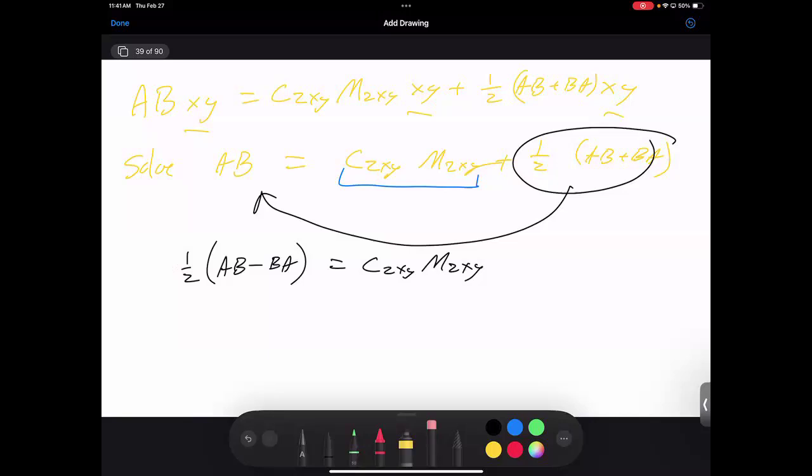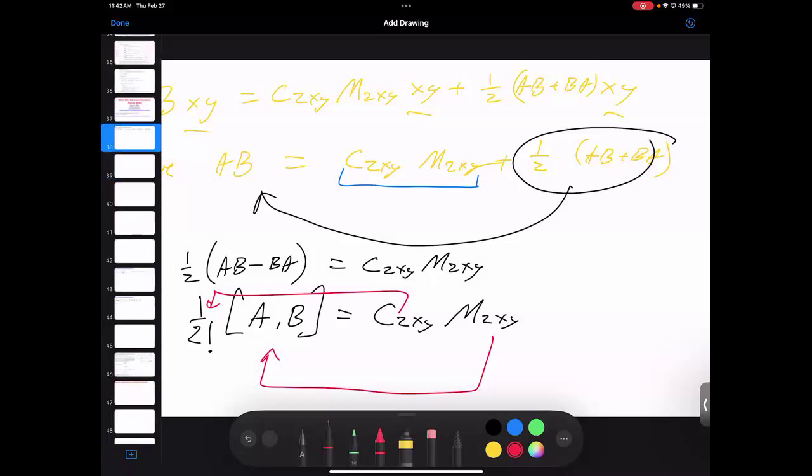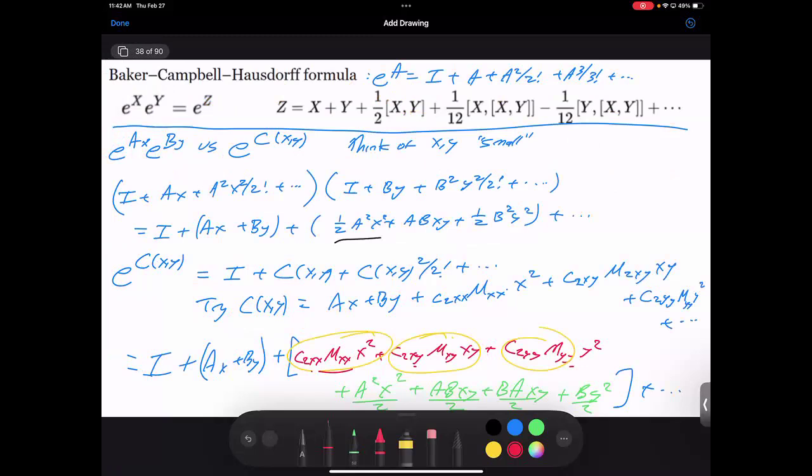So now, does anybody recognize the left-hand side? It's the commutator. So there is 1/2, or 1/2 factorial, maybe. The commutator of A and B is C2XY M2XY. And so, boy, does this seem to suggest good choices for the matrix and the coefficient in front. And if you look at what was going on for the claimed formula, there it is. 1/2 the commutator is the next piece.